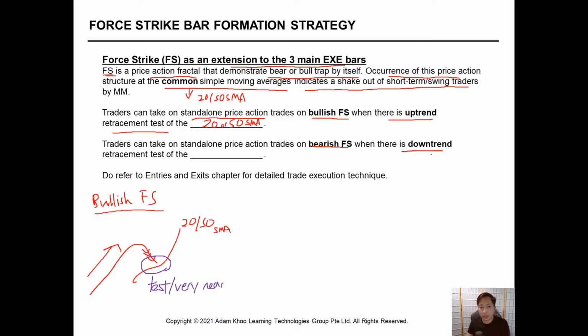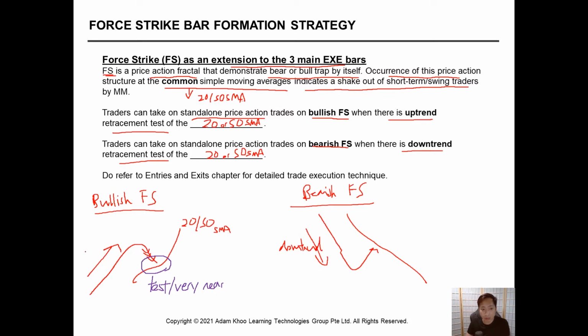You can trade it when there is a downtrend retracement test of the 20 or 50 SMA. So for the bearish FS, you can trade it when it is going down and then does a retracement back up, right? So the general direction is a downtrend, right? A downtrend. This is the uptrend.